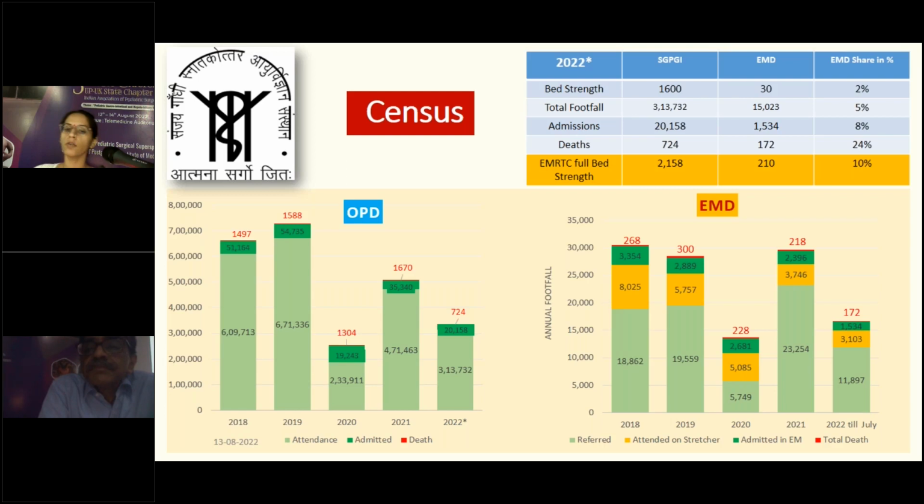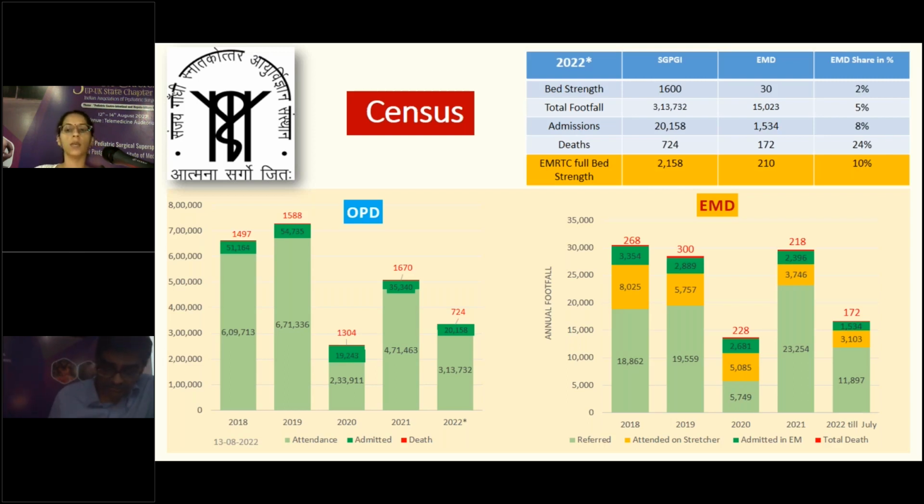The number of admissions in SGPGI were 20,000 for this time period, and 1,534 patients were admitted to the ED, that is 8% of the total admissions at the SGPGI. 724 patients expired during this time period at SGPGI, out of which 172 patients expired in the ED, that is 24%.